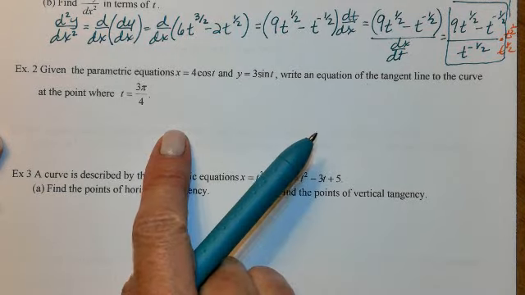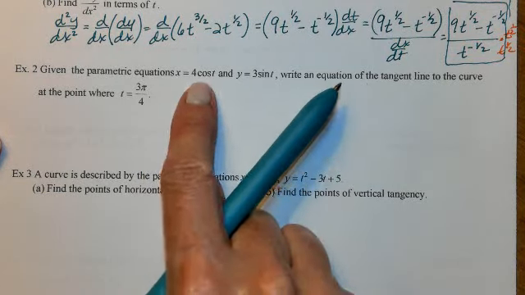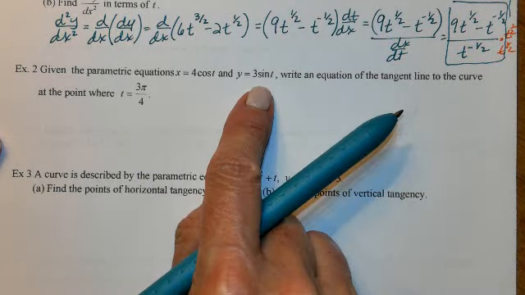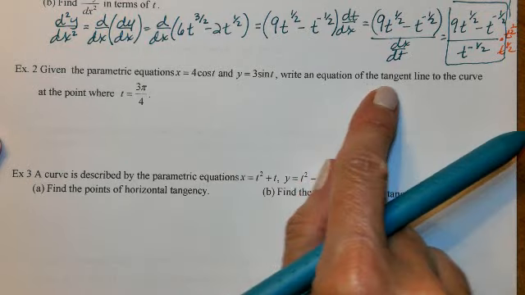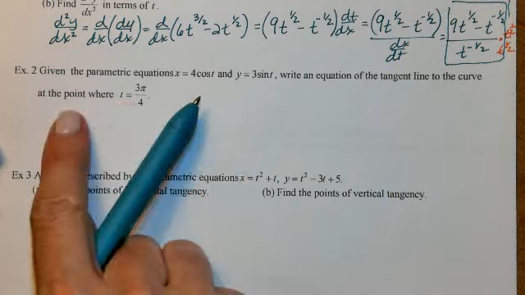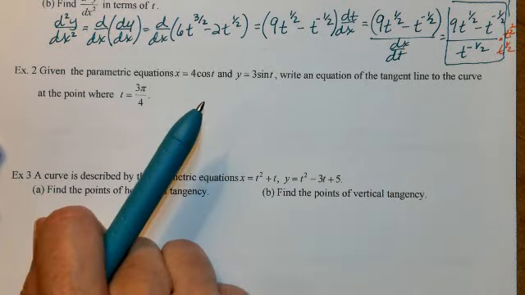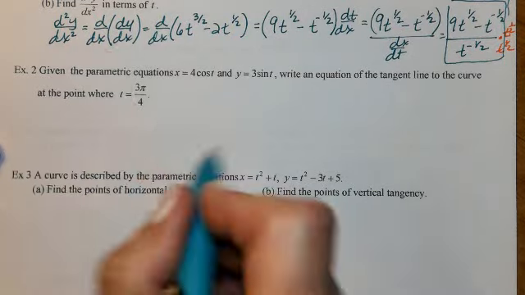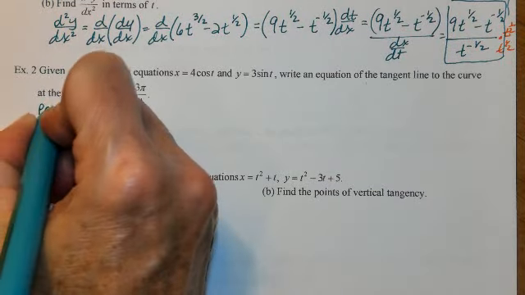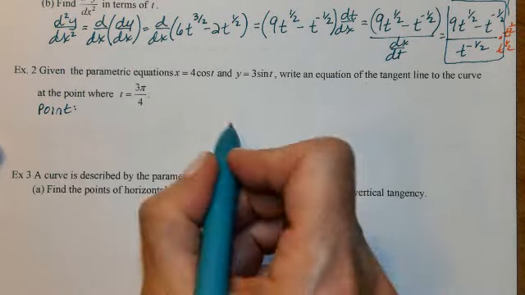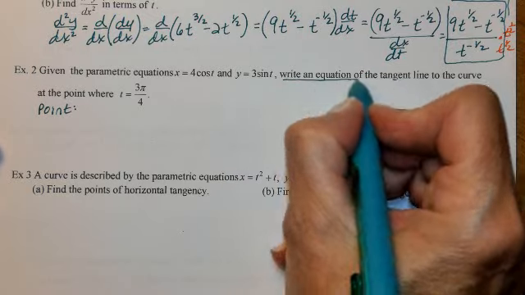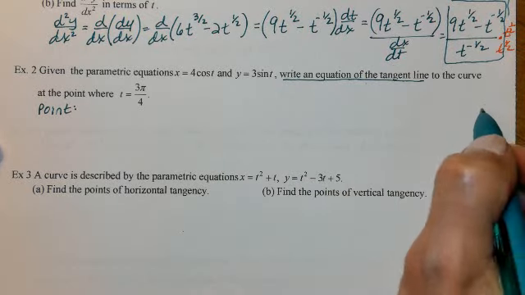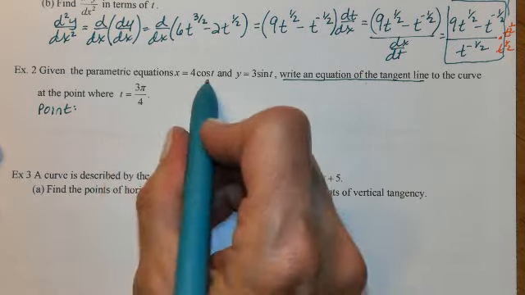Example 2. Given the parametric equations 4 cosine t and 3 sine t, write an equation of the line tangent to the curve at the point where t is 3 pi over 4. Well, the first thing we need to do is find the point, because we're writing the equation of a line. So the point is when t is 3 pi over 4.